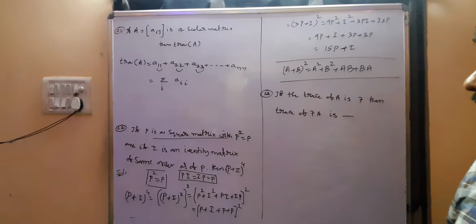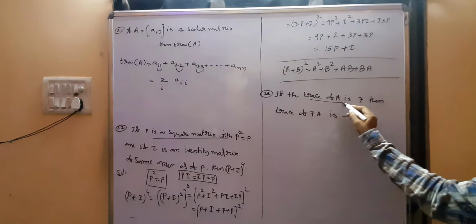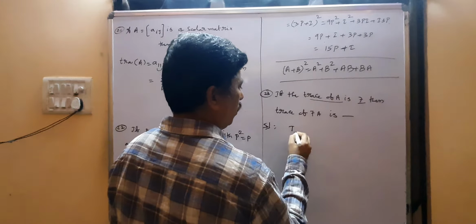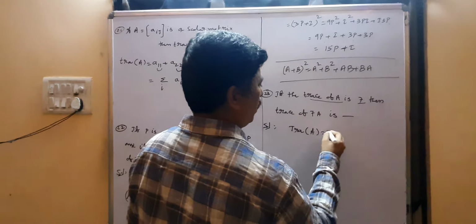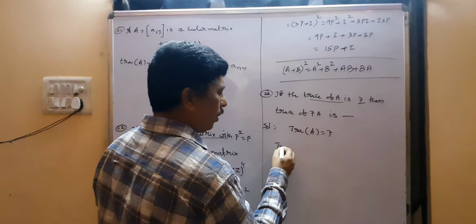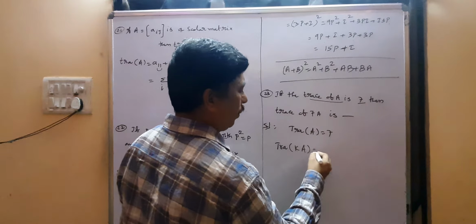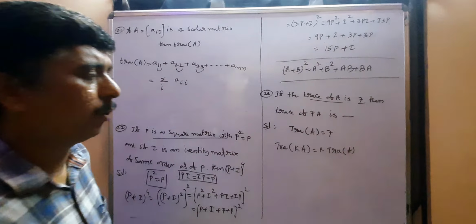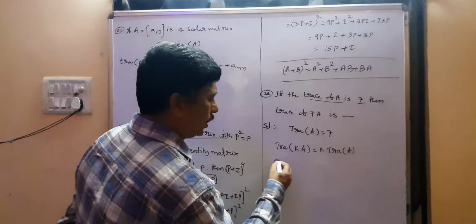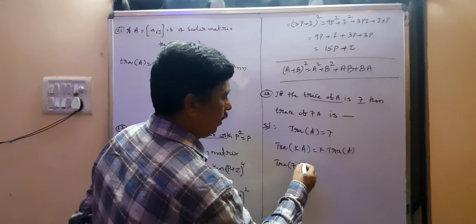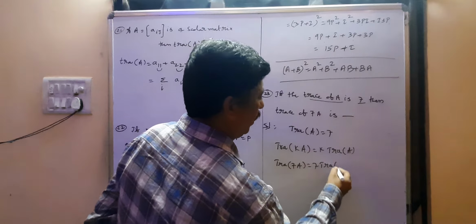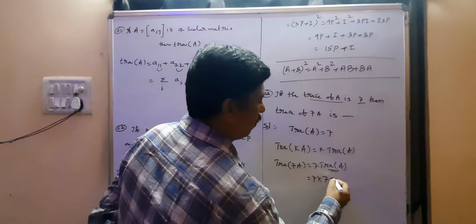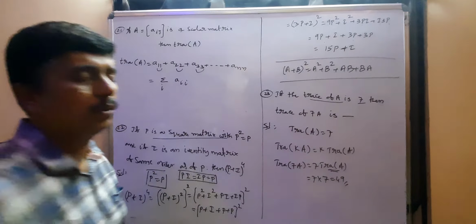Now coming to the 23rd problem. If trace of A is given as 7. We know the formula: trace of K into A equals K times trace of A. So trace of 7A equals 7 times trace of A. So 7 into, what is trace of A? 7. 7 sevens are 49. That is the answer.